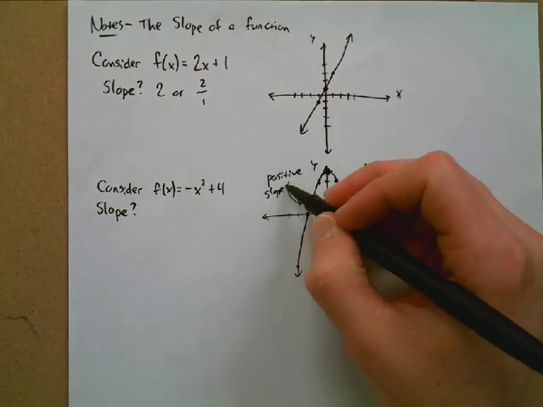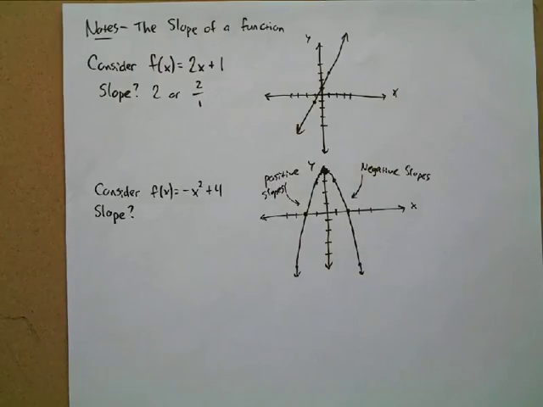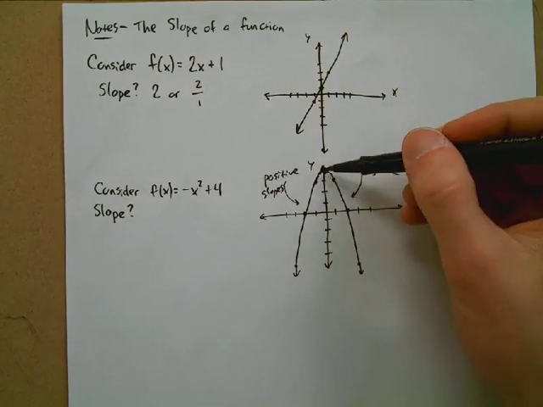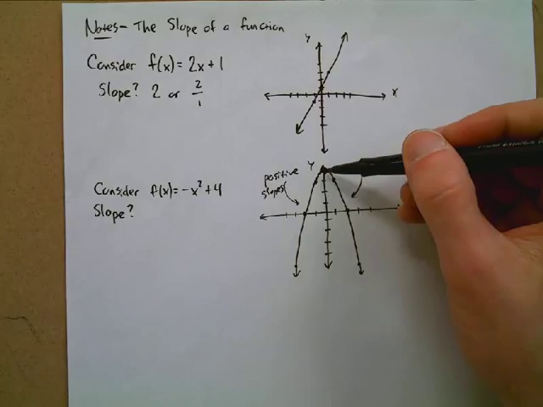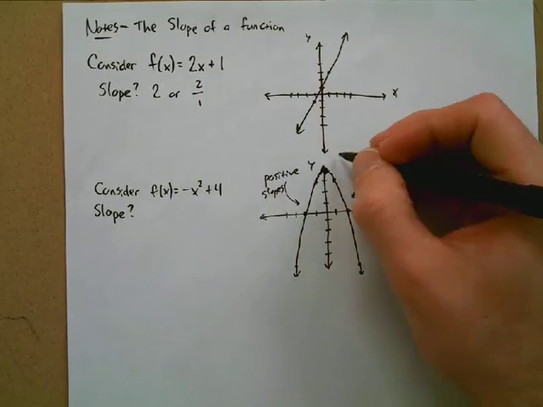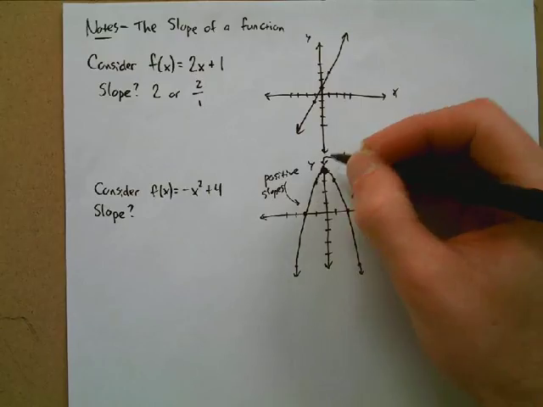And in fact, there is one point on here where we can for sure say the exact value of the slope. And that's right here at the top. What do you think the value of the slope is here precisely at the top? It's going to be 0. It's going to be a slope of 0. So right at the top, slope is 0.